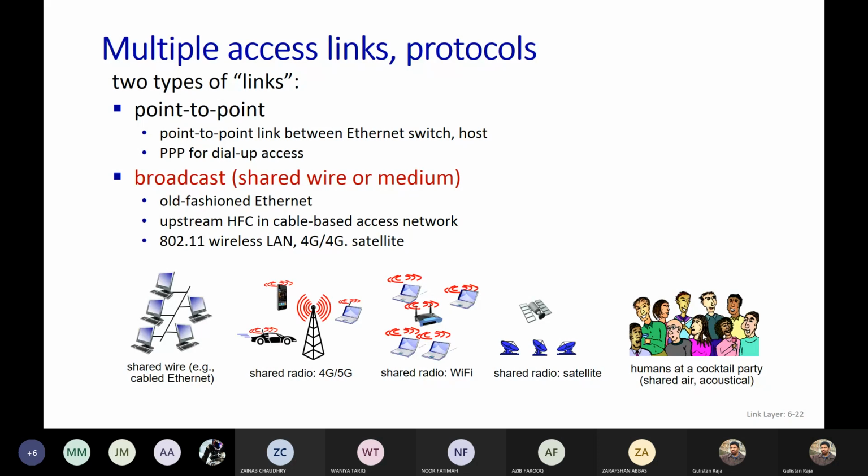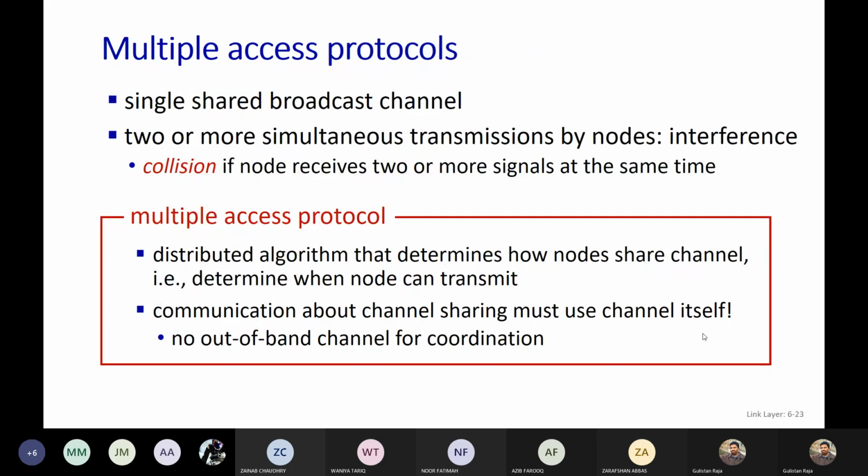So in broadcast, what happens? In the broadcast channel, for which you have seen examples in the last slide, there is basically a single channel. For example, a wireless channel is a single channel, air is a single channel, and that is shared between many nodes. As a result, there is a possibility that two or more nodes start simultaneous transmission. As a result, there will be interference, and when there is interference, there is a collision. We call this when simultaneous transmission occurs and these frames collide with each other.